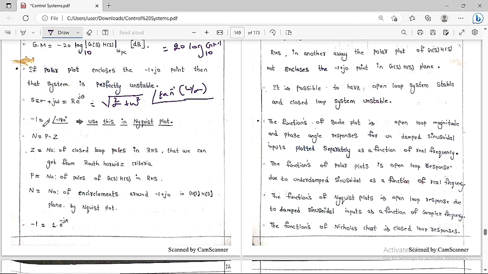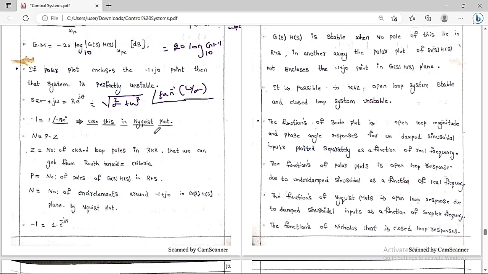Minus 1 means the magnitude is 1 and the phase angle is minus 180 degrees. So always use this in the case of the Nyquist plot. A Nyquist plot is nothing but a combination of polar plots. So minus 1 is nothing but magnitude 1 and phase angle minus 180 degrees.